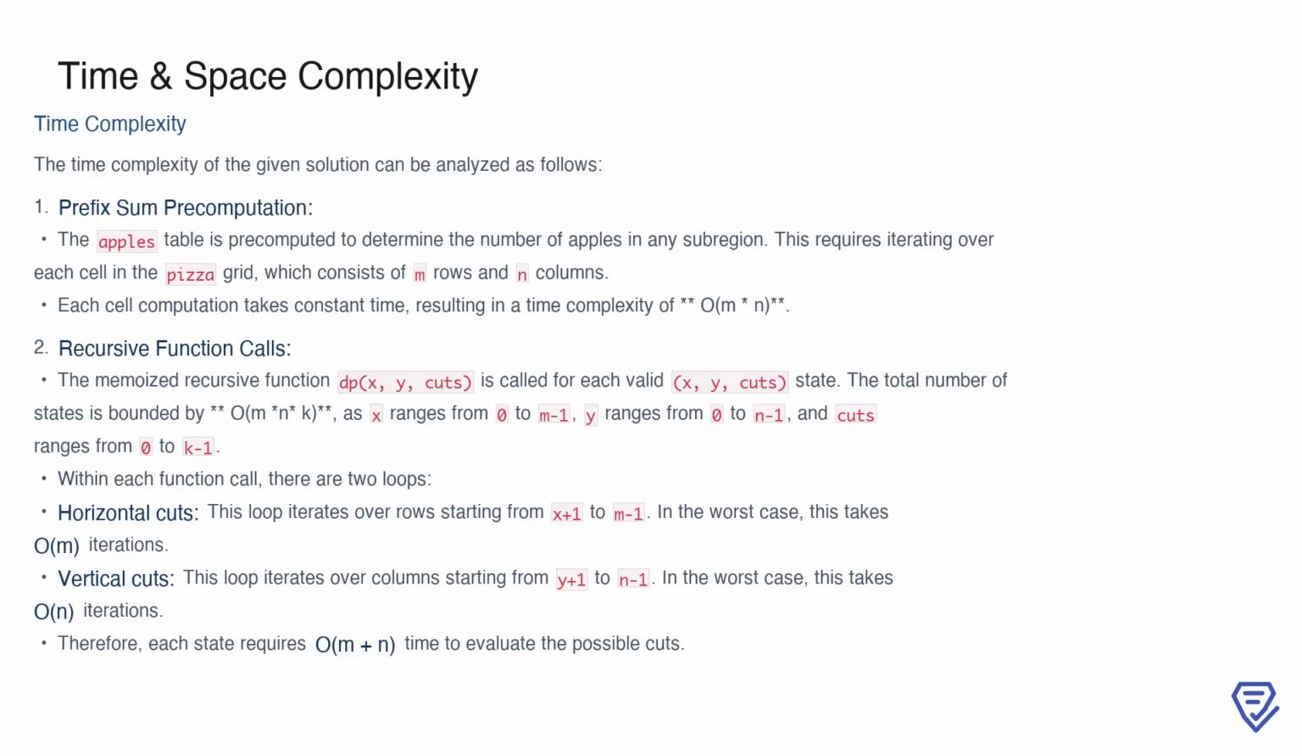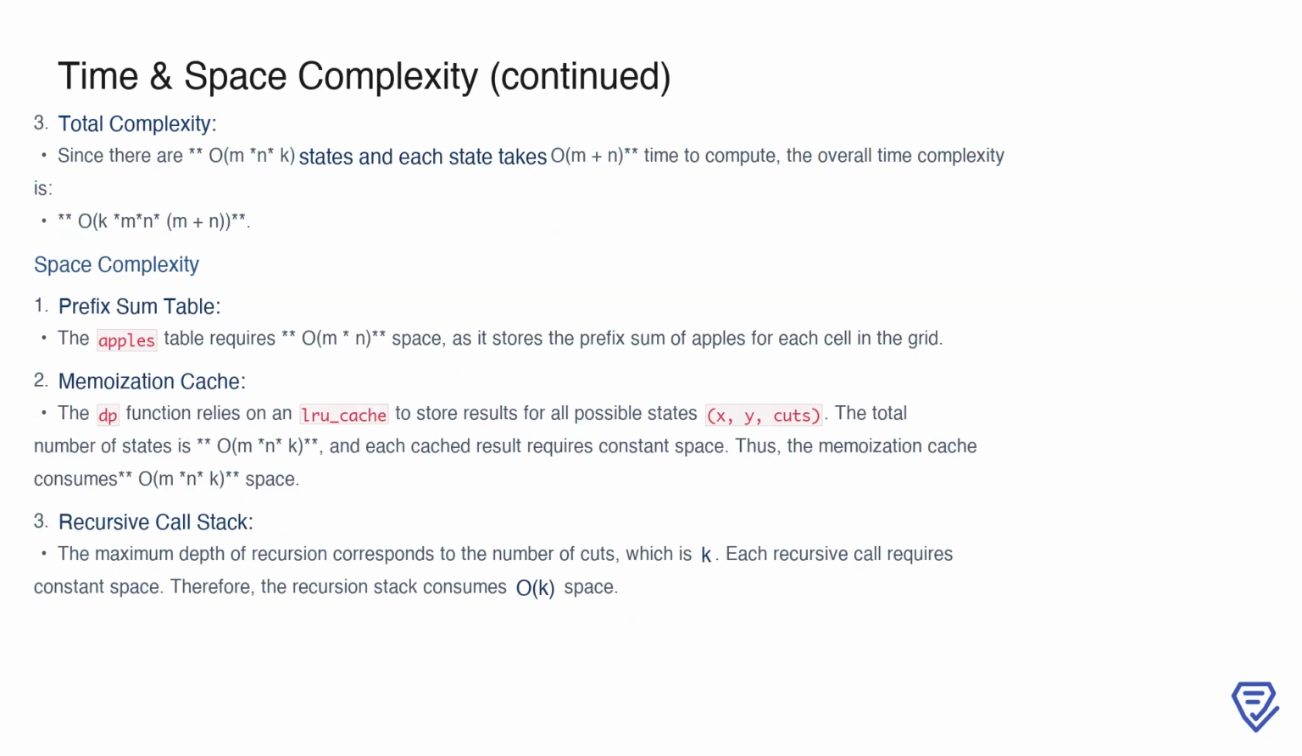One loop handles horizontal cuts, iterating through rows, which in the worst case takes O(m). Similarly, the other loop handles vertical cuts, iterating through columns, which takes O(n) in the worst case. Combining these loops, each state requires O(m+n) time. This sets the stage for our total time complexity analysis. Now, to compute the total time complexity, we multiply the number of states, O(m*n*k), by the time taken to compute each state, O(m+n).